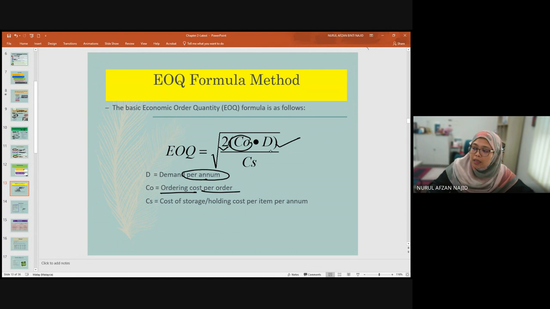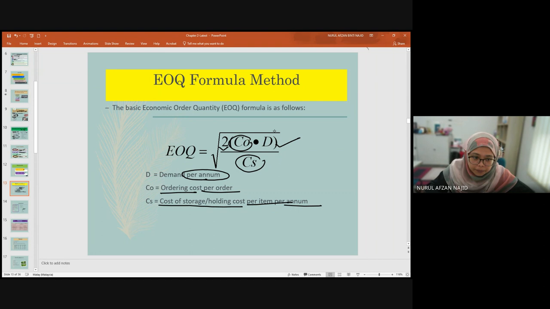Then divide by CS, CS adalah cost of storage, holding cost tadi tu. Yang apa, insurance, depreciation, itu. Per item per annum. Yang tu pun penting juga. Per item per annum. Dia bukan total. Dia mesti dalam bentuk per item. Satu unit berapa ringgit storage cost dia. Satu unit berapa ringgit ordering cost dia. Macam tu. Satu order berapa ringgit. Okay. So this is the formula for formula method.